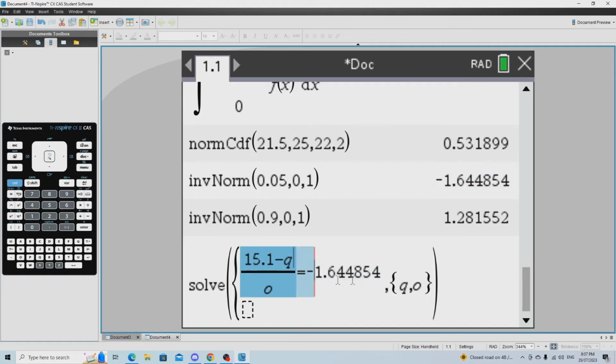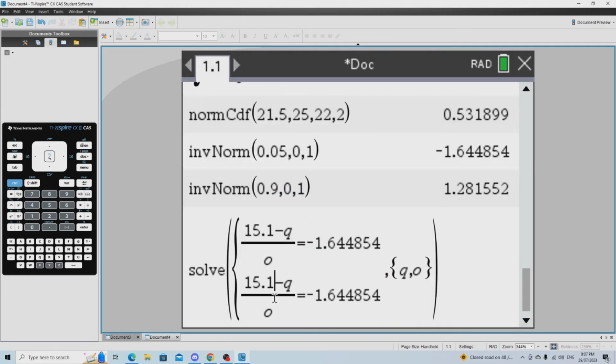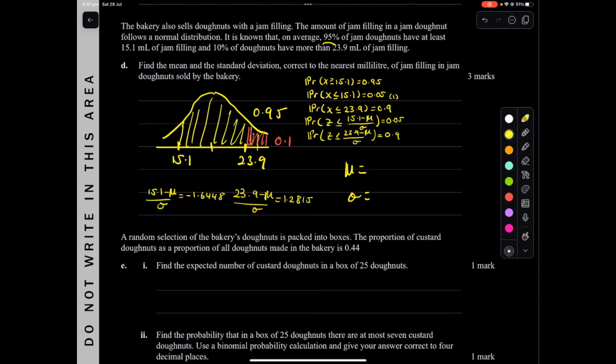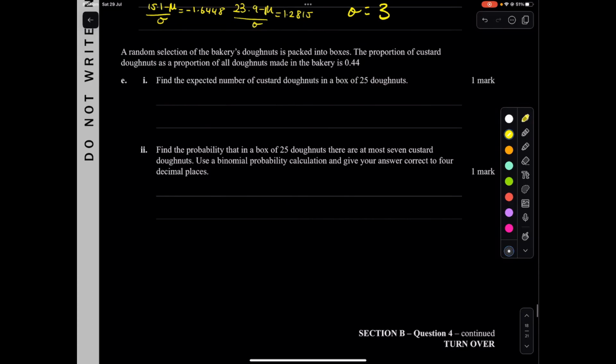And if I copy this all again and put it over here, but this one's now 23.9, and delete this and put this over here, we'll get, okay, so your mean value is 20, correct to the nearest integer, and your standard deviation is 3.